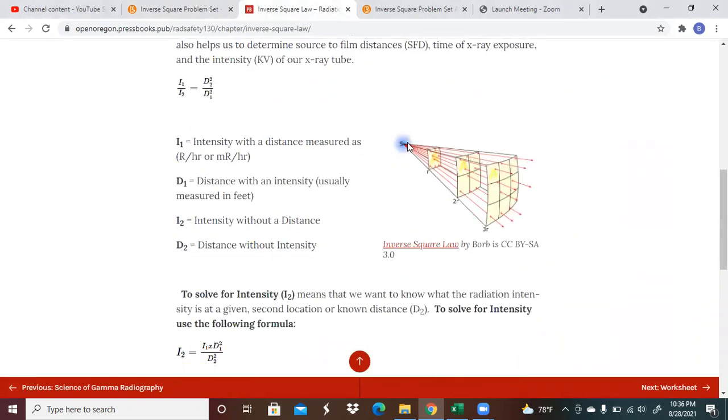What that means is, let's say you have a source of radiation here. Let's say you're standing here. You've got somebody else who's standing here, and somebody else standing here. This person is a set distance away. This person's twice that distance away. This person is 3 times the distance away.